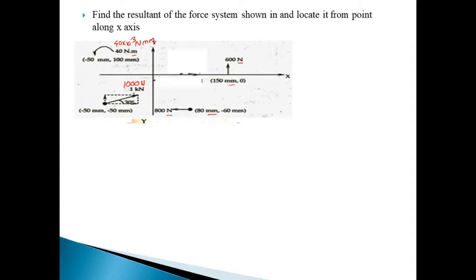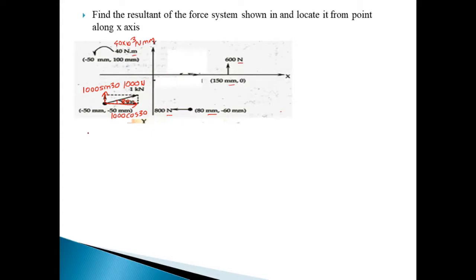Now we'll resolve this 1000 Newton force in x and y direction, that is, in horizontal and vertical direction. We have an angle with the x-axis, that means the x component of 1000 Newton is the cos component. So 1000 cos 30 is the x component, and 1000 sin 30 is the y component. This way we convert all forces into x and y direction.